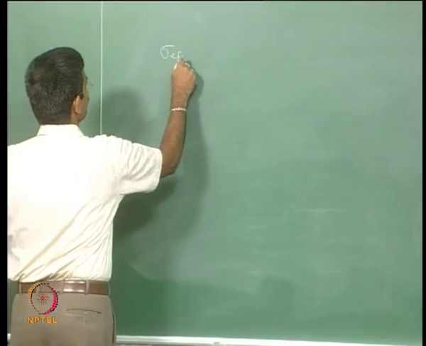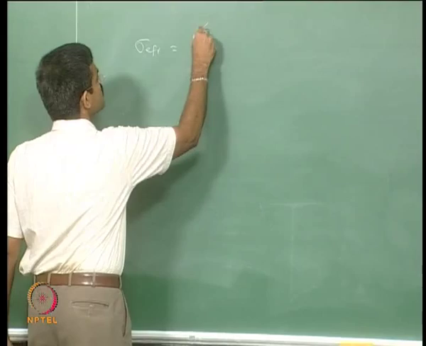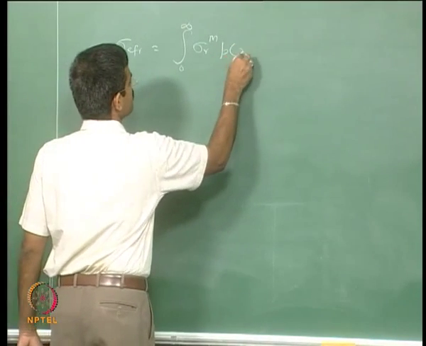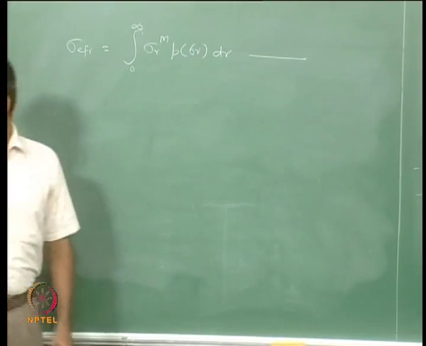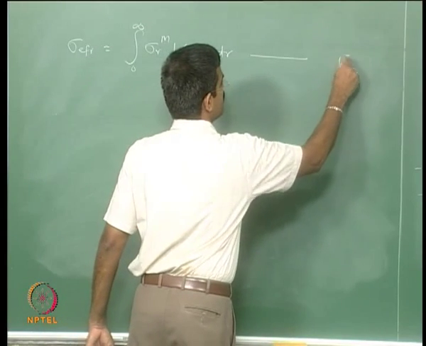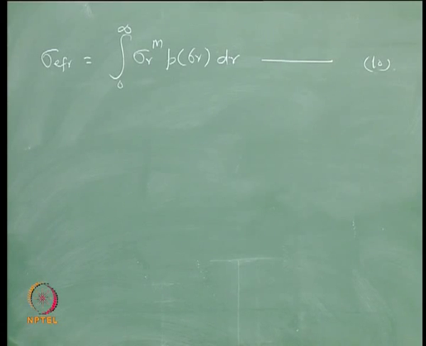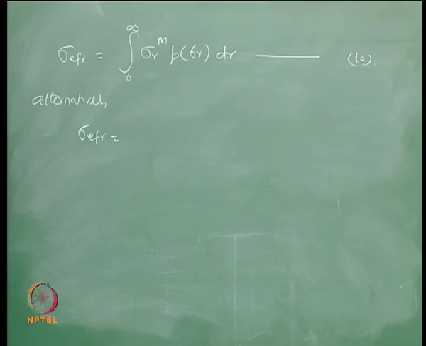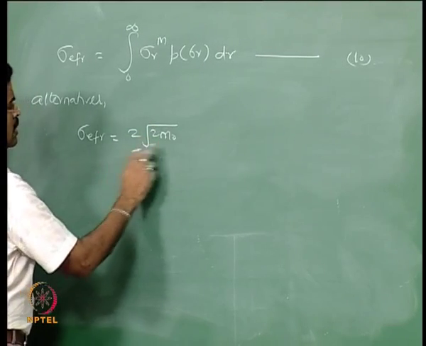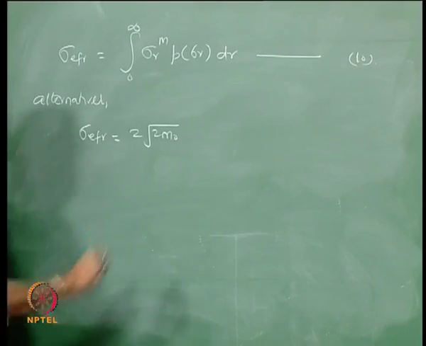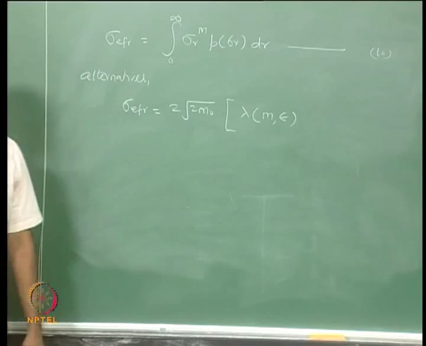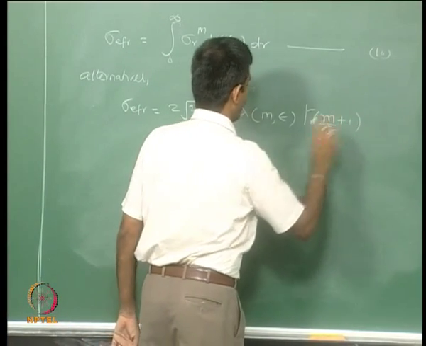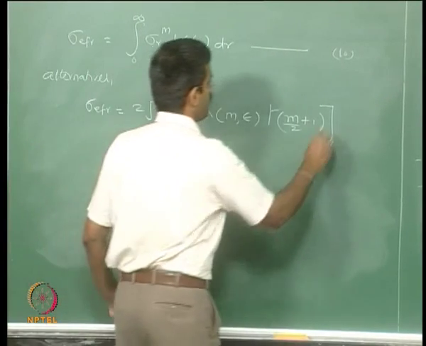He says sigma EFR is the integral from 0 to infinity of sigma, the stress range, to the power m, times the probability density function of sigma r, d sigma r, equation number 10, because those constants were 9. A of m and C of m were 9. Alternatively, sigma EFR can also be given by 8 m naught root, we already have this, lambda of m epsilon is the same correction factor with the gamma function of m by 2 plus 1 raised to the power of 1 by m.